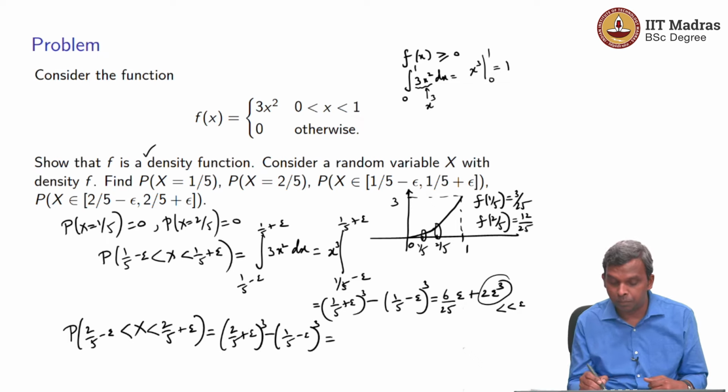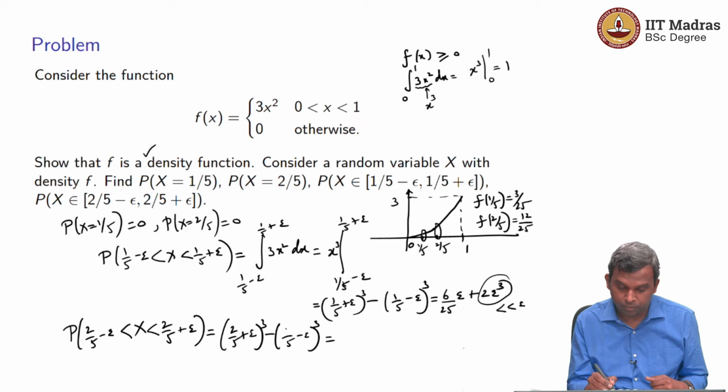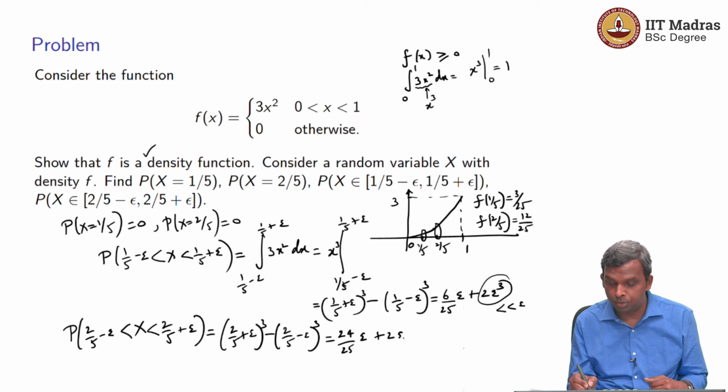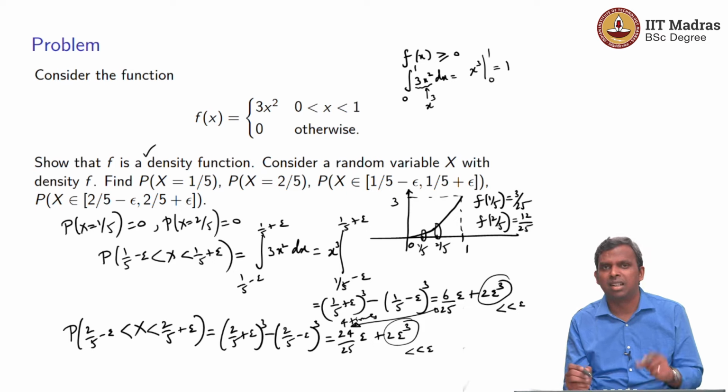So that's going to be 6 times, sorry, this is 2 by 5, 6 times 4, that's 24 by 25 epsilon plus 2 epsilon cubed. Once again, this one is much, much smaller than epsilon for small values of epsilon. And you can see that this is 4 times, good enough. We saw that the PDF itself is 4 times around 2 by 5.